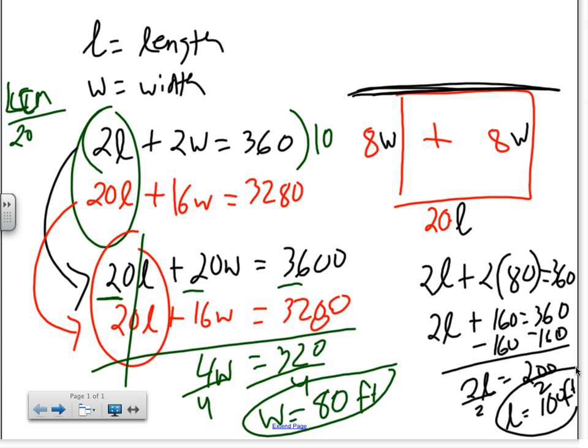So let's check to make sure. W plus length is 180. You also have another W and length, right? So 180 plus 180 is 360. It also adds up to 3,280 when you factor in the cost for each foot lengthwise and widthwise.